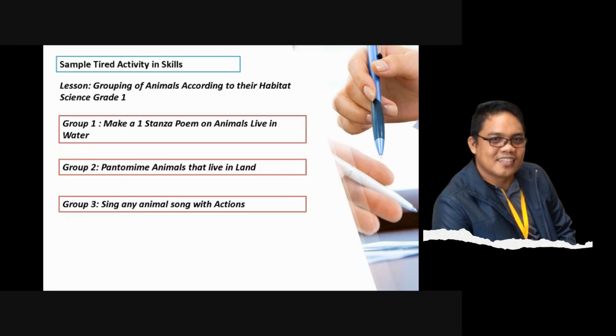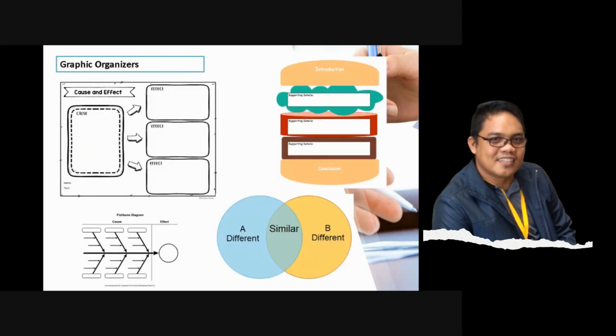What other activities na pwede natong maibutang dito sa atong lesson plan? Aside from tiering, we can also have graphic organizers. Most especially with subject in English, Araling Panlipunan, Science, Filipino, what else? ESP. You can use graphic organizers in your activities. Lalong-lalo na doon po sa part ng procedure. And in different strategies, you can use graphic organizers.